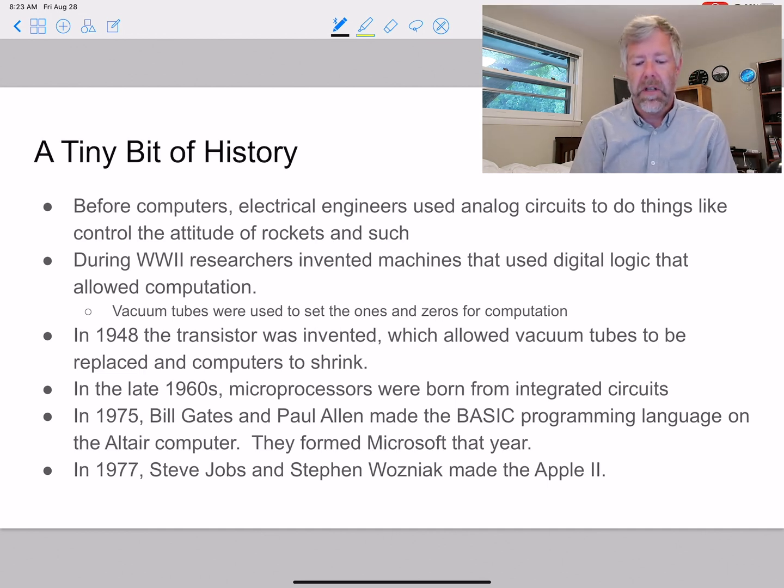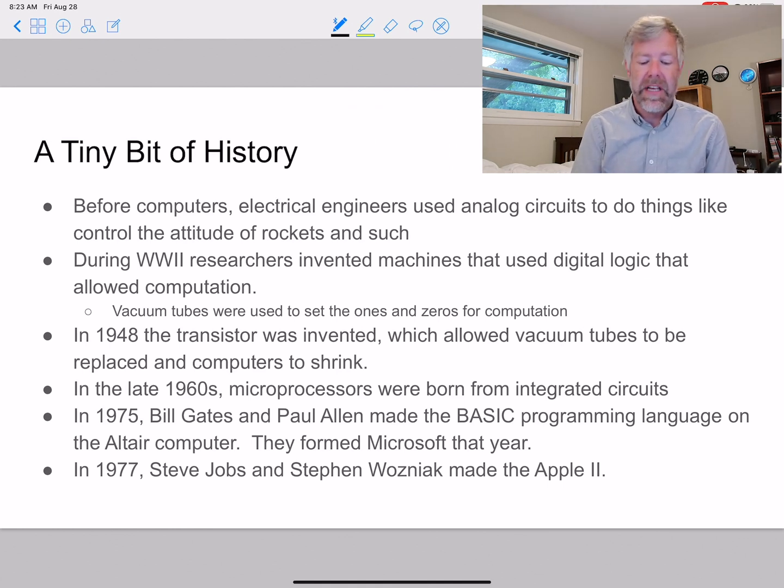Before computers, electrical engineers used analog circuits to do things like control the attitudes of rockets. But during World War II, researchers invented machines that used digital logic, which allowed computation. That was basically used for breaking codes. Vacuum tubes were used to set the zeros and ones on the computer.